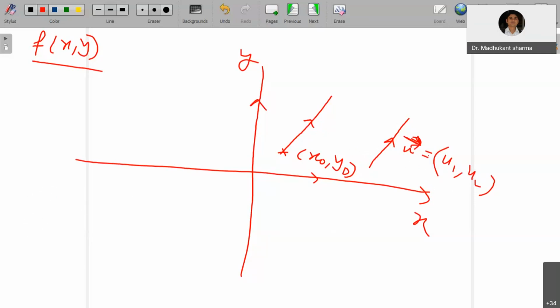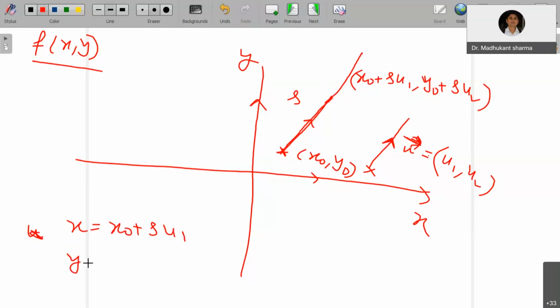This is the direction parallel to u. The person may be here or maybe here, but he will walk in the direction of u. So if you take the line parallel to this, let's choose s as the arc length parameter. Any point on this line is going to be, because it's moving in the direction of u, (x naught plus s u1, y naught plus s u2). So this parameterization of the curve can be obtained as x equals x naught plus s u1 and y equals y naught plus s u2.